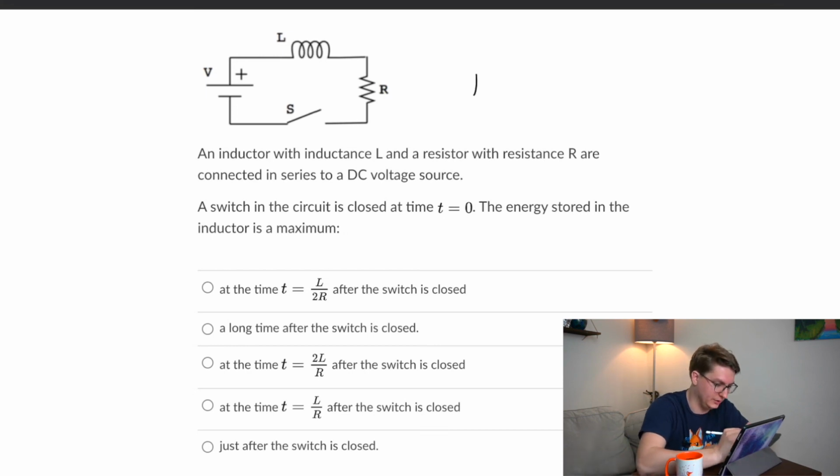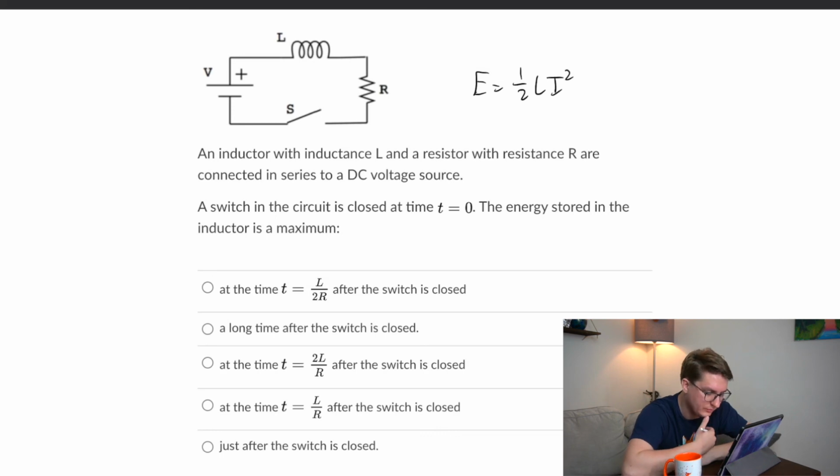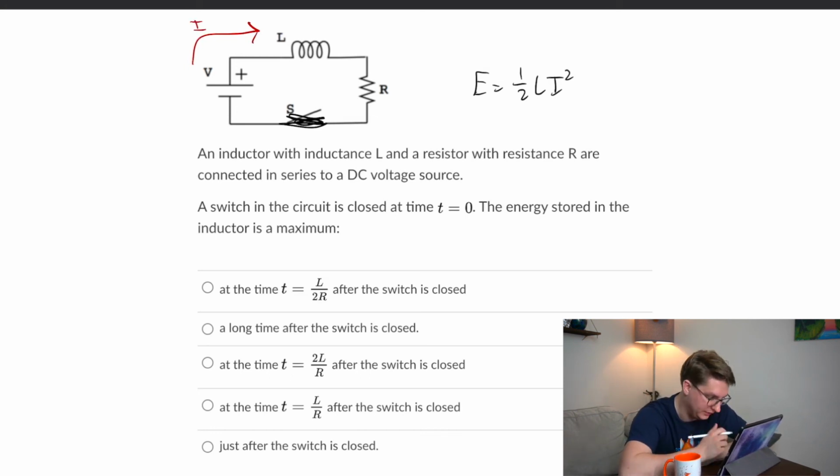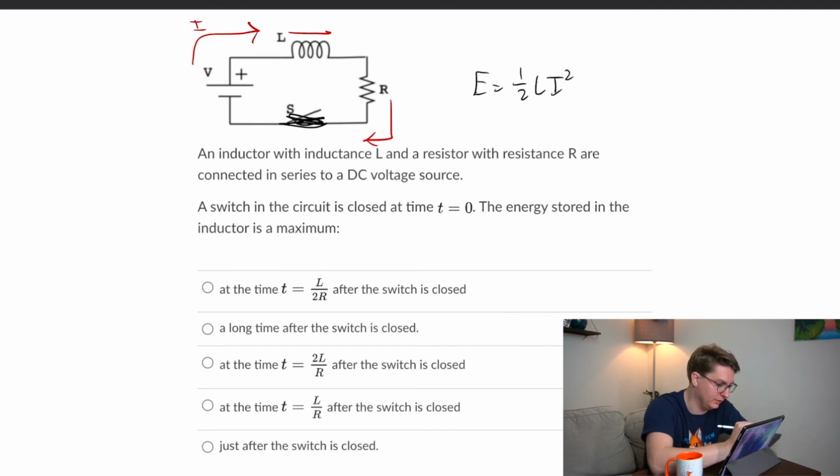Well, we can also write the energy. The energy in an inductor is 1/2 Li squared. So it's when the current is a maximum, not when things are changing the most. So when is the current a maximum? Let's think here. When you close the switch, now this is a complete circuit, current starts moving and going around. But you just had essentially no current and then a ton of current.